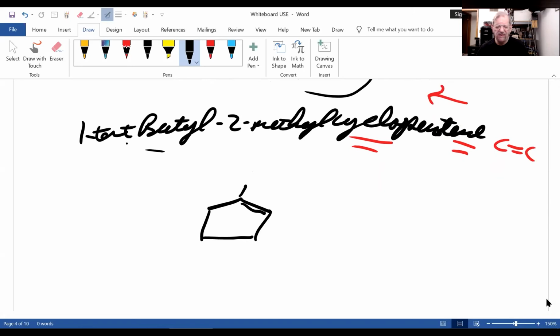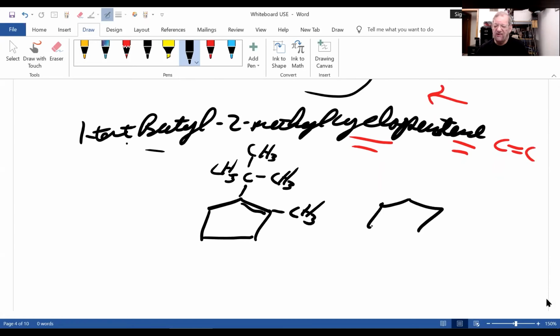Yay. I have my t-butyl group, 4 carbons, 3 attached to the center carbon, methyl, 1 carbon, put my hydrogens in. Now you could have also drawn it this way, which is all you're doing is flipping it. Remember, there's 4 bonds to carbon. So that's how I know how many, and that's how you do it.